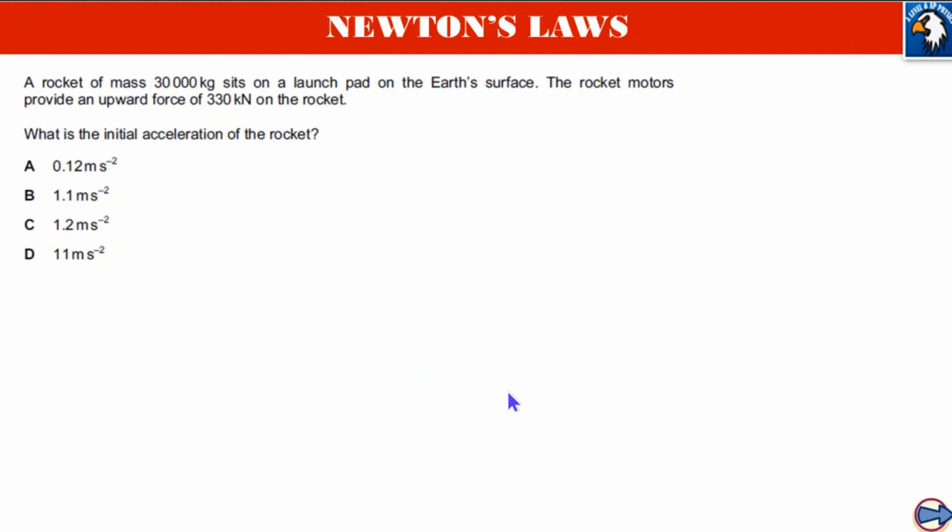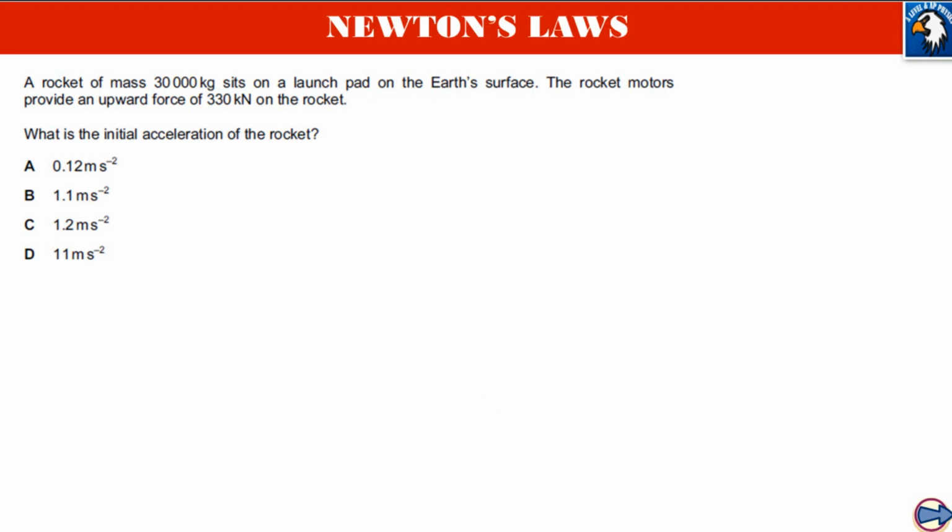Here is our first question, and this question is about Newton's laws, especially Newton's second law. You can read this question first by yourself and try to answer it, and then you can come back and compare your answer with my answer.